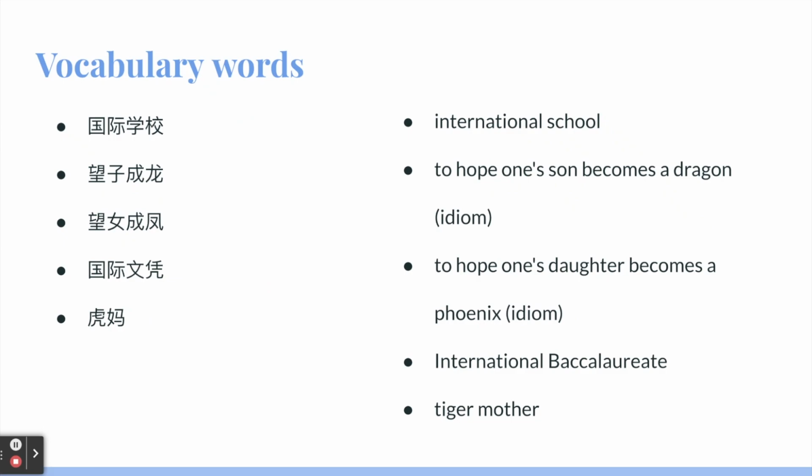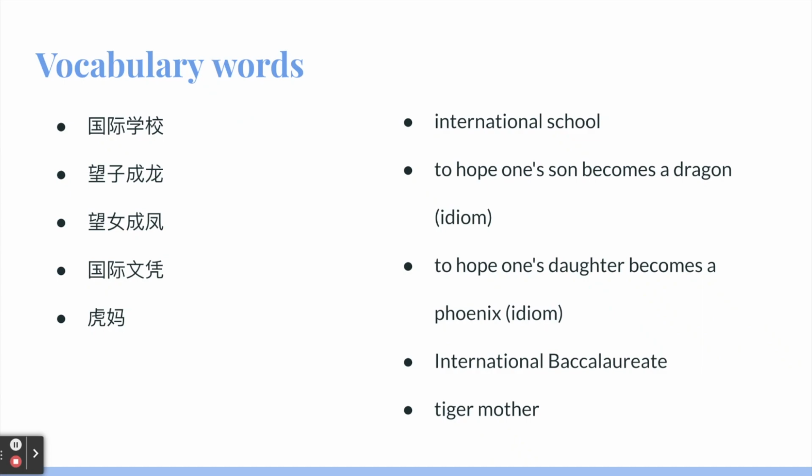And the next vocabulary words are 国际学校, which means international school, and 望子成龙. This is an idiom which is to hope one's son becomes a dragon, and 望女成凤 means to hope one's daughter becomes a phoenix. This is also an idiom. In a usual or typical way, we will use 望子成龙 and 望女成凤 together by saying 望子成龙,望女成凤. This basically means to hope one's son or daughter becomes successful in life.